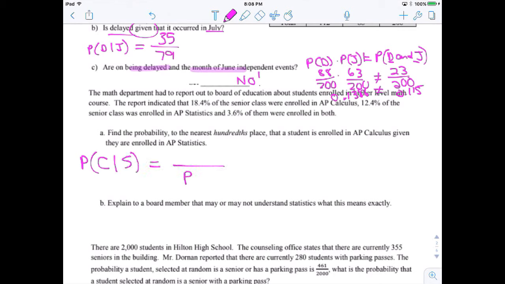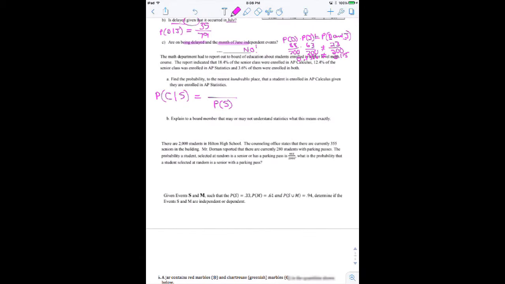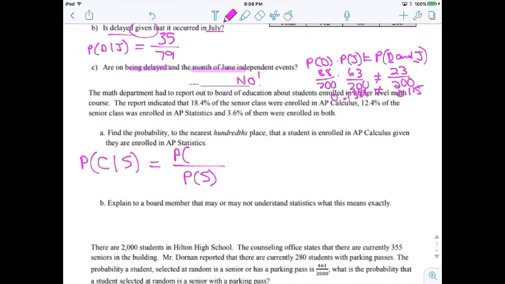So remember what we're really looking at is the group that are in statistics, right? There, we want the people who are enrolled in statistics and calculus. So really what I'm looking at here is people that are enrolled in statistics, which is 12.4%. And then people who are enrolled in statistics and calculus, which is 3.6%. So that's what I'm looking at there. Now, if this doesn't make sense to you, I can calculate this. So 0.036 over 0.124 would be, to the nearest hundredth, 0.29. So about 29% probability there.